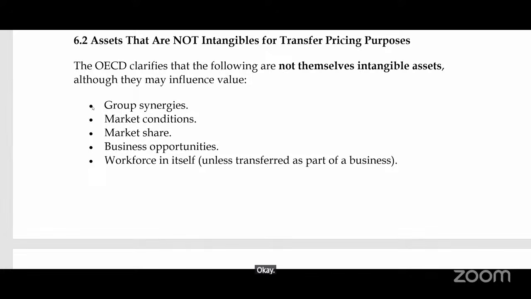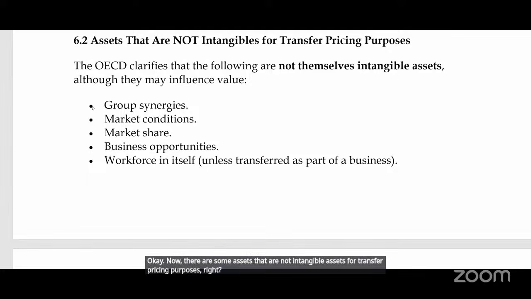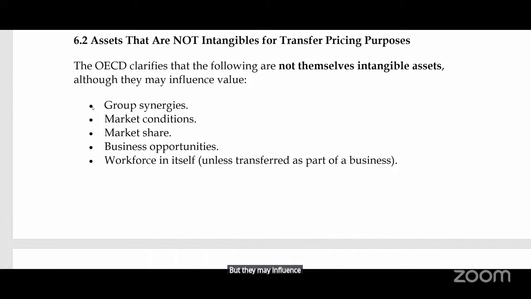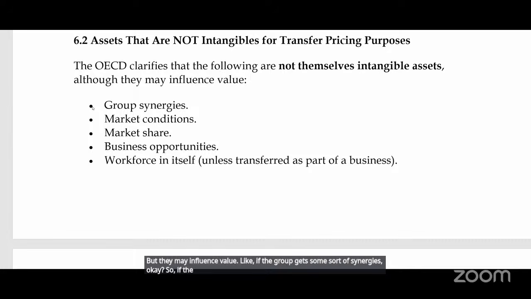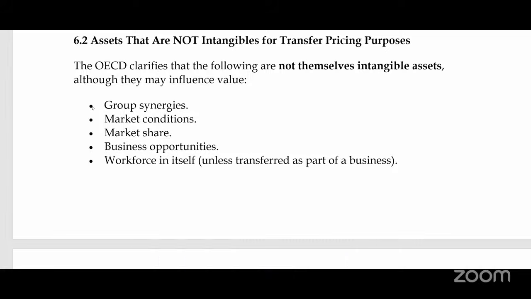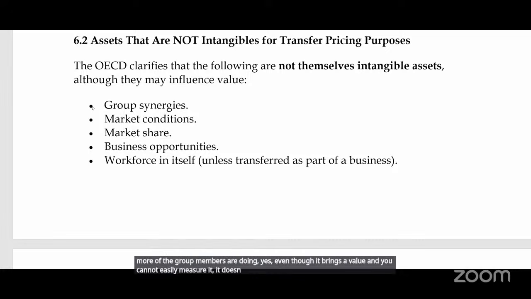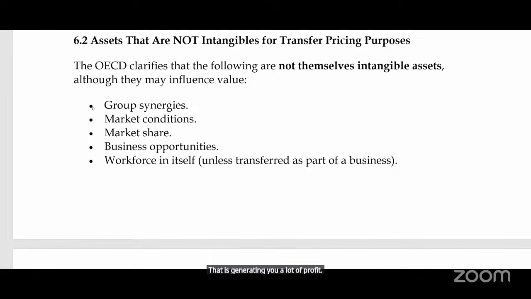Now, there are some assets that are not intangible assets for transfer pricing purposes, but they may influence value. Like if the group gets some sort of synergies. If the group is getting some benefits because of what one or more of the group members are doing, even though it brings a value and you cannot easily measure it, it doesn't constitute an intangible asset. Also, market conditions. You can have favorable market conditions in your market that are generating a lot of profit. That doesn't mean it's an intangible asset.